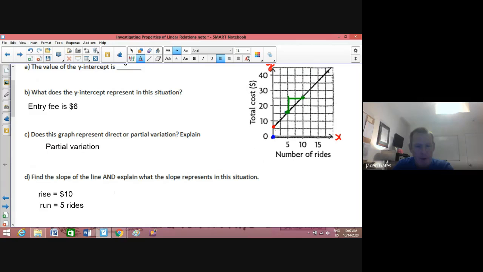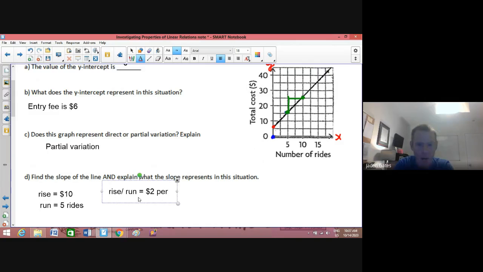Now, if I divide the rise divided by the run, and I account for the units, well, 10 divided by 5 is 2, but I'm going to have dollars per ride. So it's going to be $2. Whoops.